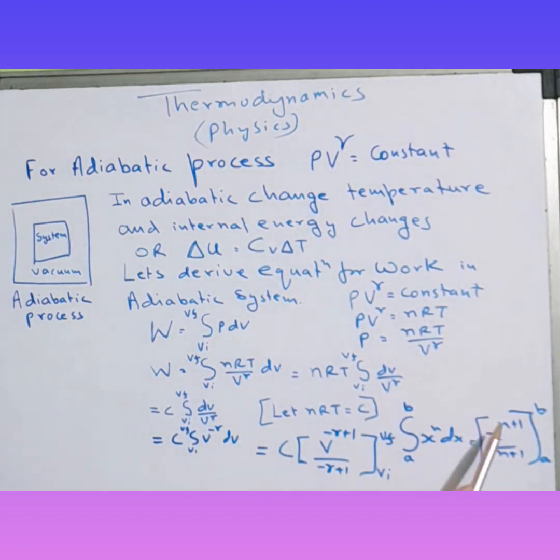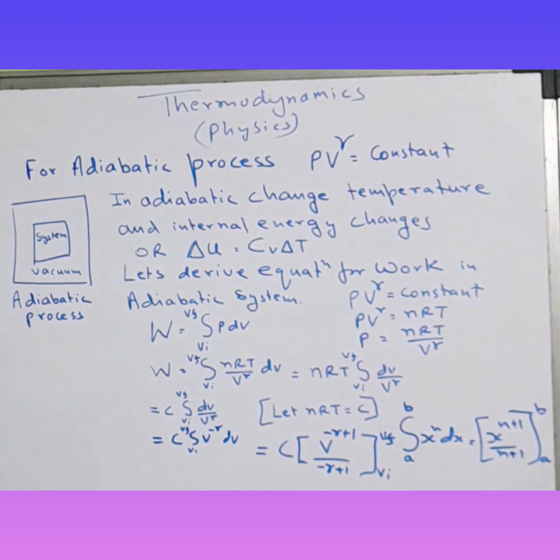So it would be n plus 1, and here n is minus gamma, so it is minus gamma plus 1. V raised to minus gamma plus 1, divided by minus gamma plus 1, and the range which is there comes over here as the formula. So this is what has happened.